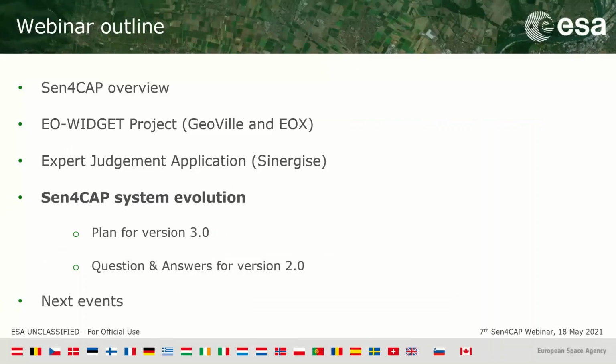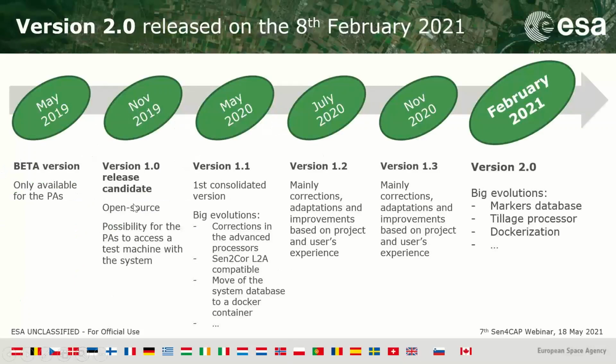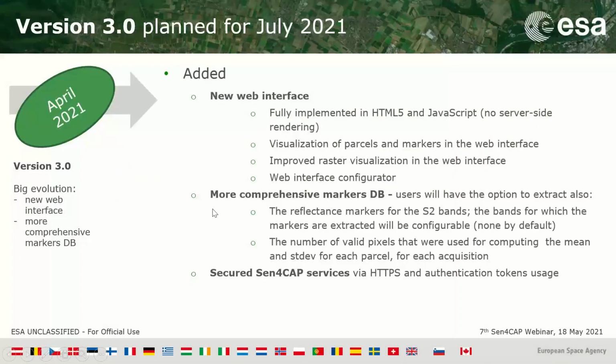The last point, we will come back to really the Sen4CAP system and where we are now in terms of version released. The last version released was version 2. The big evolutions were the markers database, the tillage processor, the Dockerization, and so on. We will have some question and answer just now. And before that, just one slide about the next version 3, which is planned for the summer, July 2021. We are just guessing that will be in July.